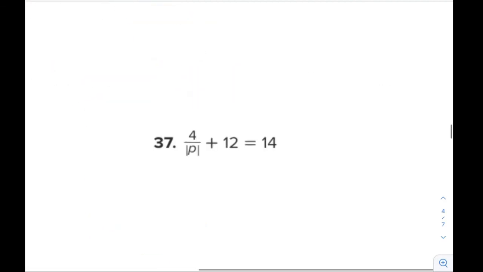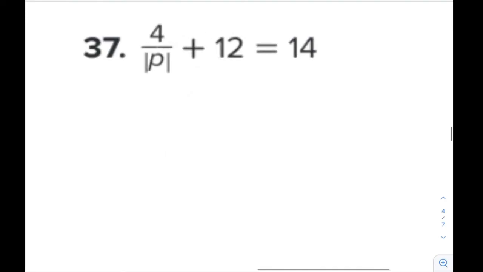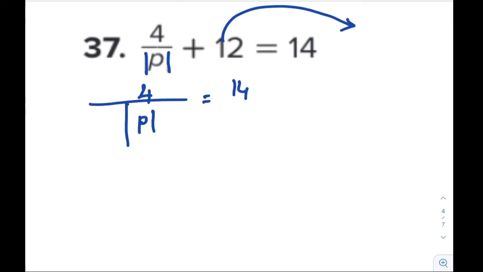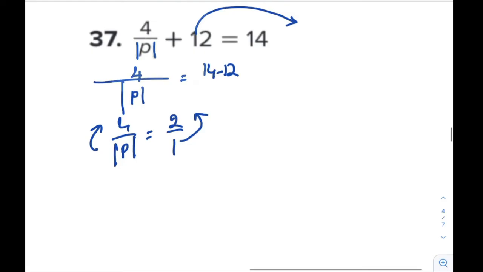Let's see here. Can we solve this equation? Directly, we cannot. We first need to isolate it. We need to put the variable on one side. So we will take this 12 to the other side. And now remember that the variable is in the denominator. One of the approaches is to flip both sides. So it becomes like this.